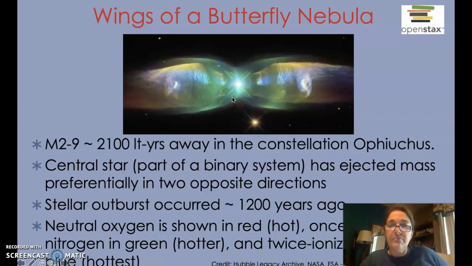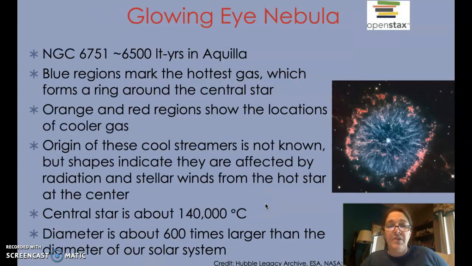I'm not going to ask you to remember the colors or the chemicals, but I want you to remember what they look like, the name, the distance that they are away from us, and the fact that it's a star that exploded. This is a stellar outburst that occurred about 1200 years ago. We'll look at, I think, two more.